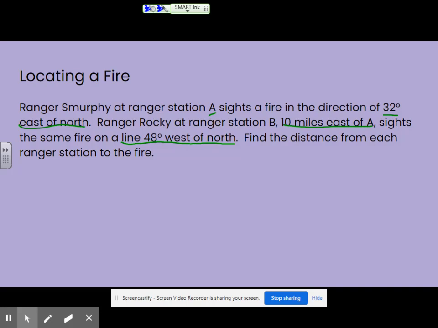This is a lot. Let's draw a triangle. What do I know? I know that I have someone in Ranger Station A. I know from that 10 miles east of A that B is going to be 10 miles east or to the right, although that's not how cardinal directions work, but for math, it's fine. 10 miles to the right or east of A. Cool. I have 2 points. Let's make them a triangle.